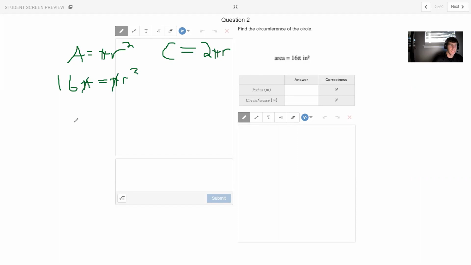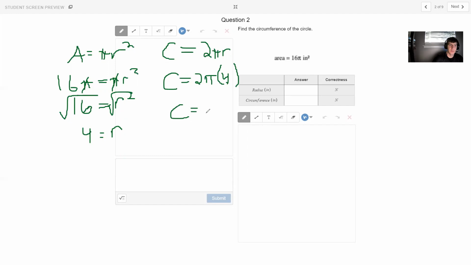We divide both sides by pi, and we get 16 equals r squared. Then we square root both sides to get rid of the square, and we get r equals 4. Then we can take this and put it in. C equals 2 times pi times 4. And that's going to be 8 pi inches. Okay, so you use the area formula to solve for the radius because they're giving you the area, and then you plug the radius into the circumference formula to find the circumference.